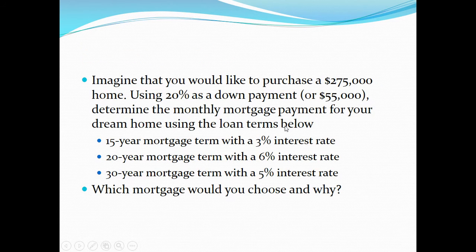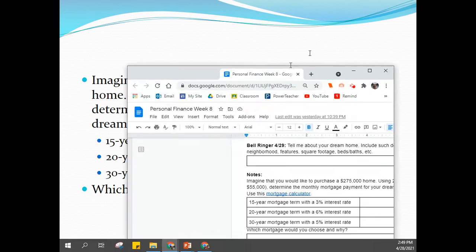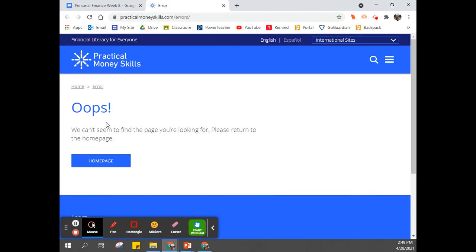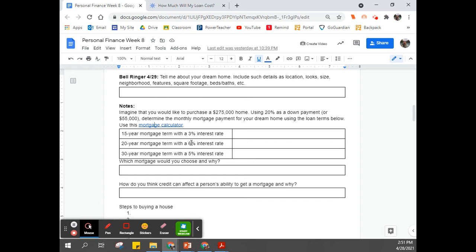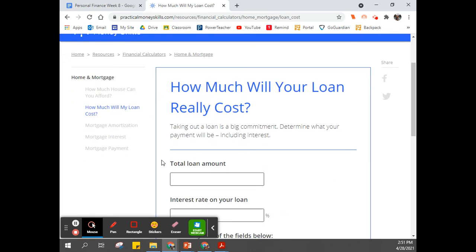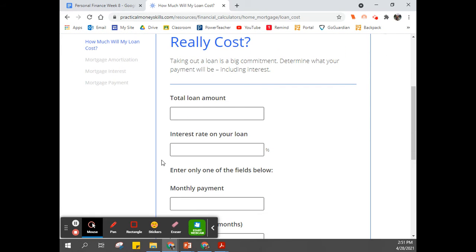All right. So imagine you would like to purchase a $275,000 home using 20% as a down payment, or $55,000. Determine the monthly mortgage payment for your dream home using the terms below. In your notes, you've got this mortgage calculator. I don't know why that didn't work, but the website is practicalmoneyskills.com/costofloan.